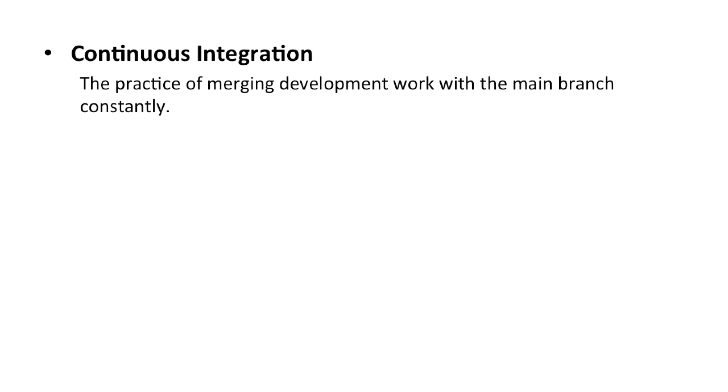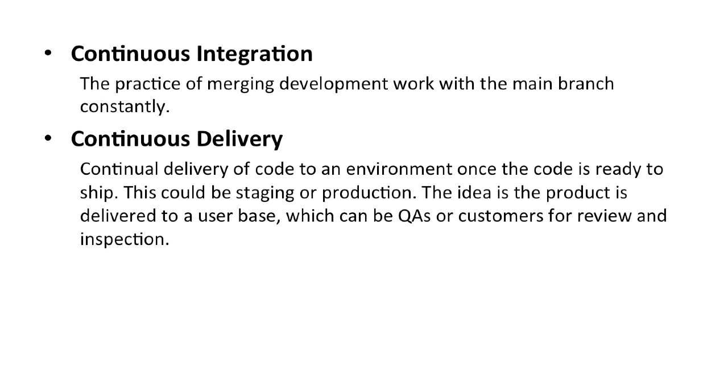Continuous integration is the practice of merging development work with the main branch constantly so that the code is tested as often as possible to catch issues early. Continuous delivery is the continual delivery of code to an environment once the code is ready to ship. This could be staging or production. But the idea is the product is delivered to a user base for review and inspection, which can be QAs or customers.